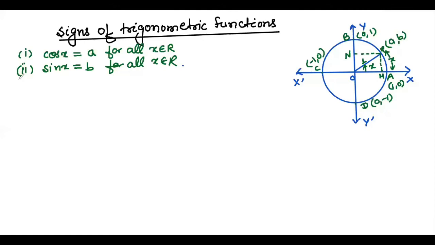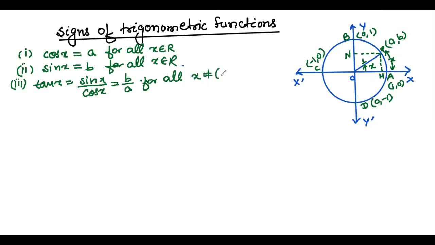Then third one, we will find out tan x. Tan x is sin x by cos x. So we can write it as b by a, for all x not equals to (2n+1) pi by 2, where n belongs to integers. Odd multiples of pi by 2 we will not take, otherwise cos will be 0, so tan will be infinity. So here tan x equals b by a.